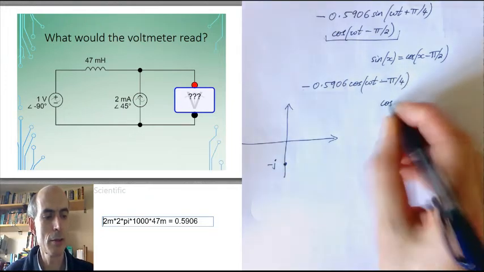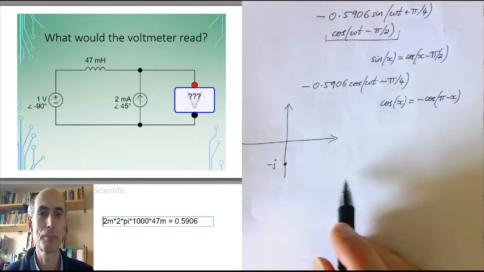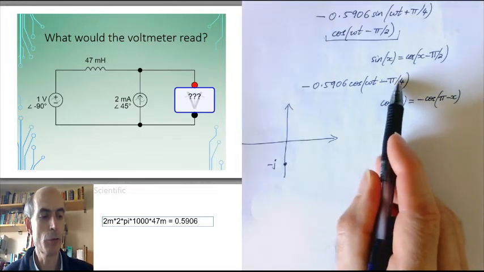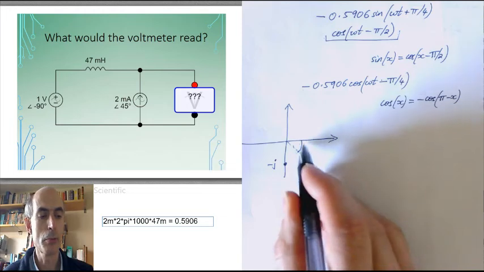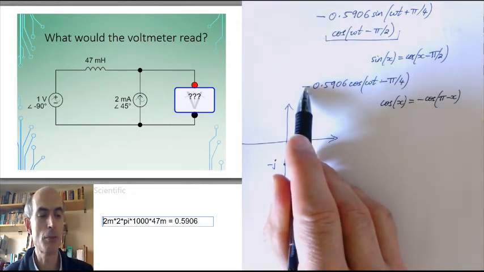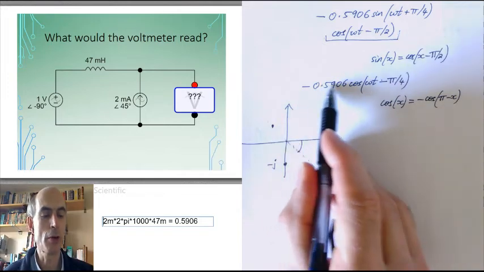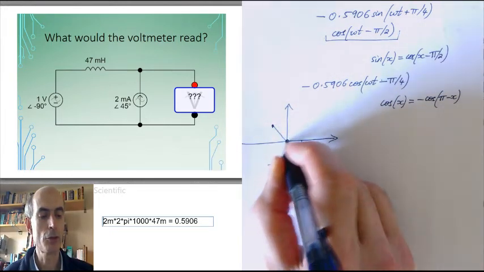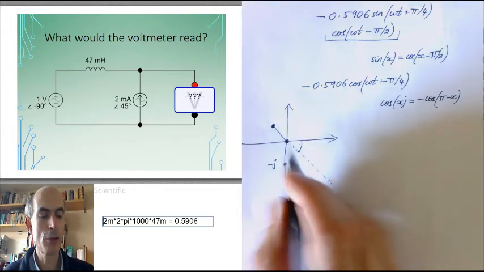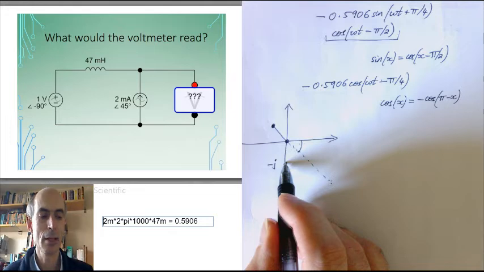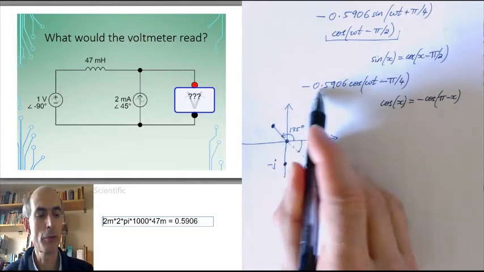Because minus cosine of x is cosine of 180 degrees, or pi, minus x. The angle of this is minus pi over 4, which suggests it's out along this line somewhere down here with an angle of minus pi over 4, or minus 45 degrees. But because the magnitude is minus 0.5906, it actually means we're out the other direction, a distance 0.5906 away from the origin. So that is the phasor representing the contribution of the current source. All we have to do now is add up these two phasors. Well, this angle is going to be 135 degrees, and this magnitude 0.5906.